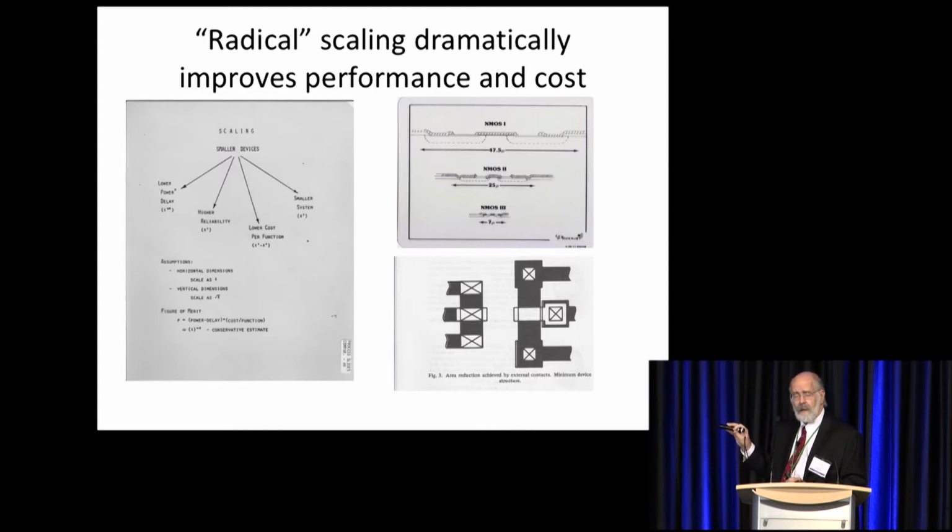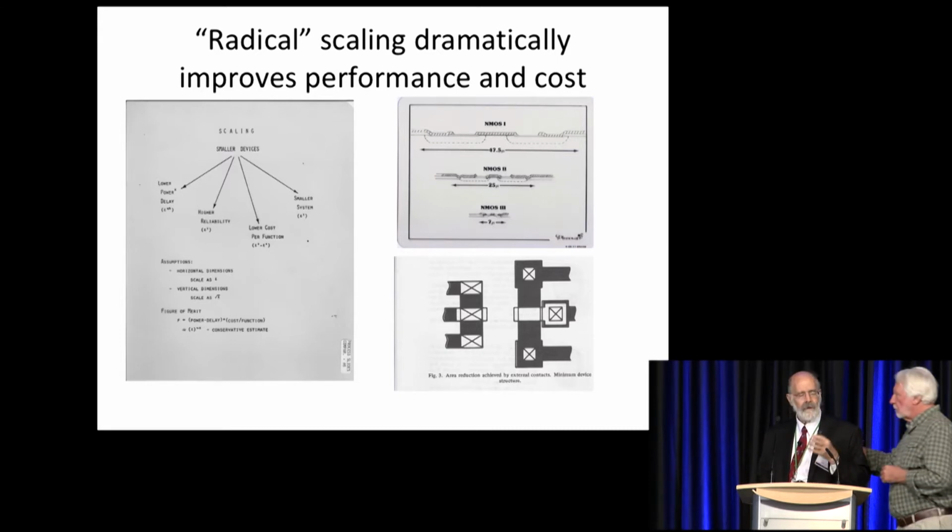the power delay product, which is a figure of merit for the circuit, can vary as dramatically as L, the line width, to the 6th power. Plus you get higher reliability and lower cost. The cost per function goes roughly somewhere between L cubed and L to the 6th. So that explains why every year in the last 50 years there's been a tremendous pressure to reduce the geometry of circuits, and you've all seen the benefits.